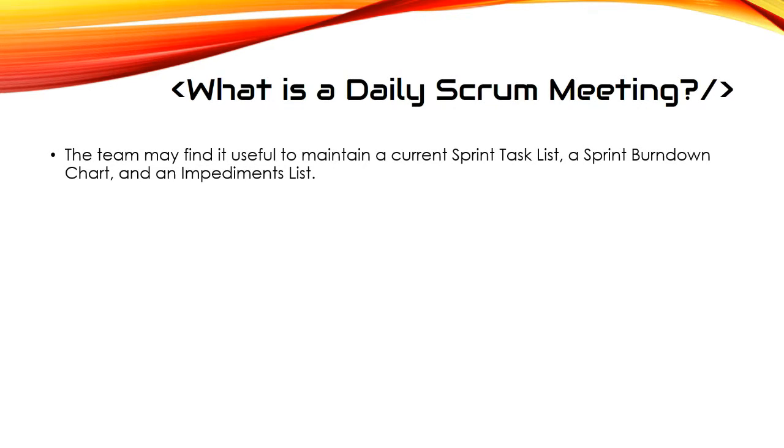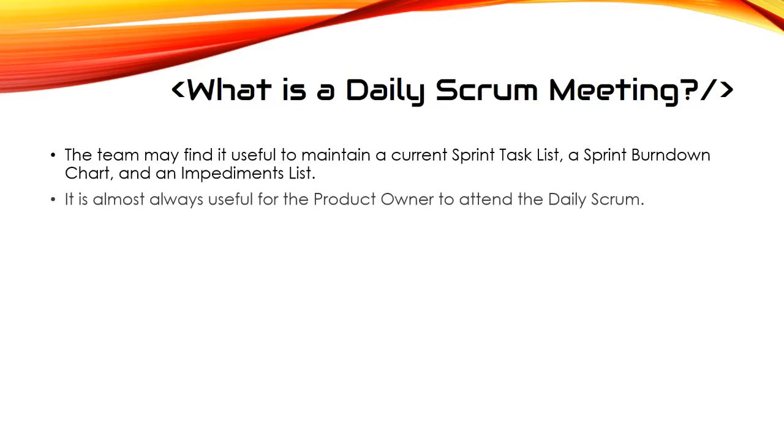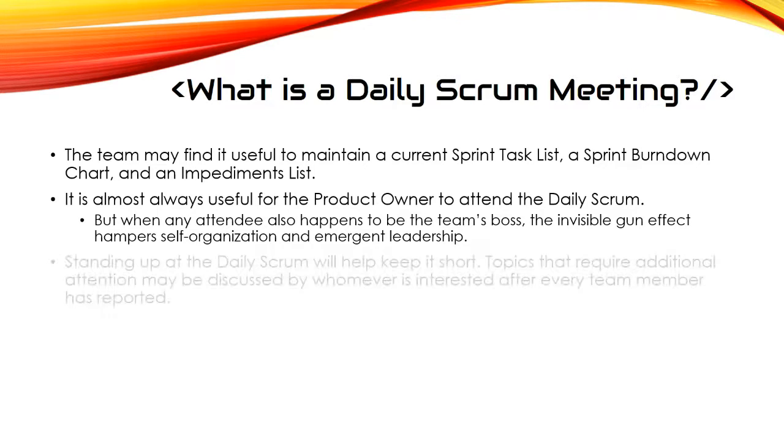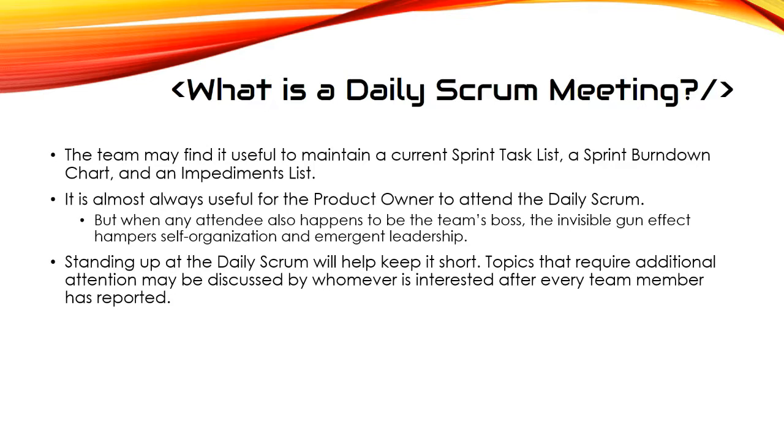The team might find it useful to maintain a current sprint task list, a sprint burn-down chart, and an impediment list. It is almost always useful for the product owner to attend the daily Scrum. But when any attendee also happens to be the team's boss, then the invisible gun effect hampers self-organization and emergent leadership. Standing up the daily Scrum will keep it short. Topics that require additional attention may be discussed by whomever is interested after every team member has reported.